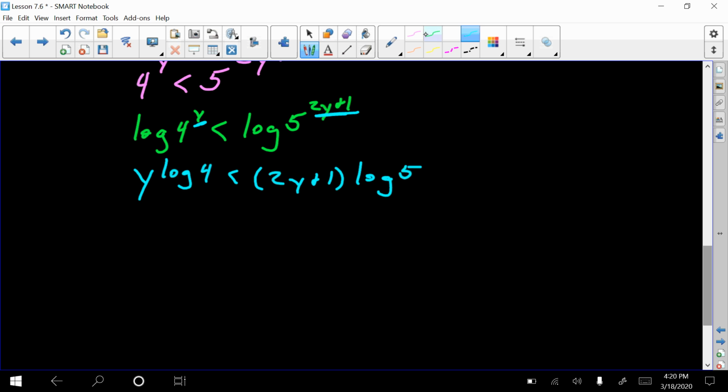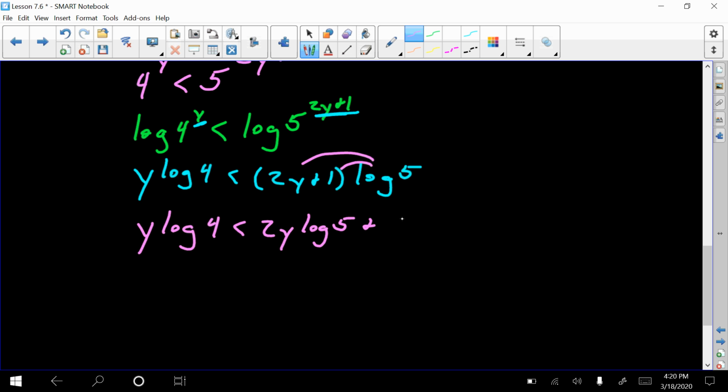Now I'm going to look at the right side. To simplify the right side, we can distribute the log of 5. Log of 5 is just a number, so I can distribute that into both things. So now I've got y log of 4 is less than 2y log of 5 plus, technically it's 1 log of 5.